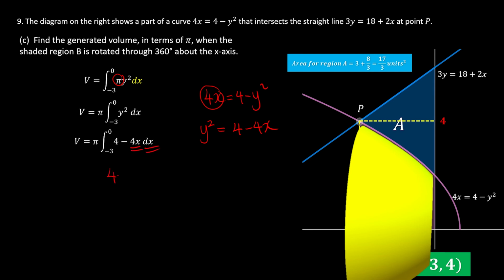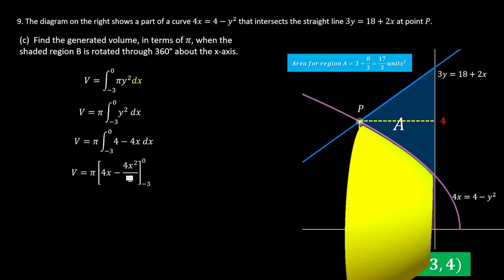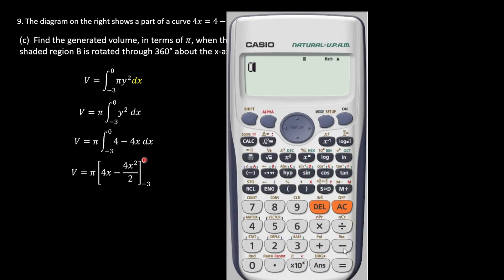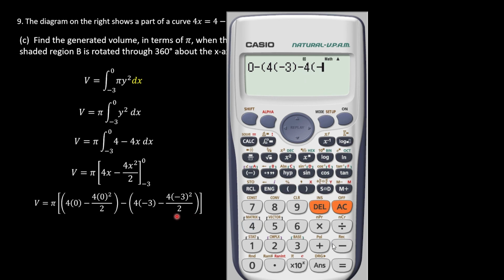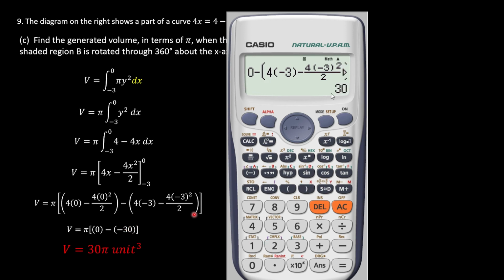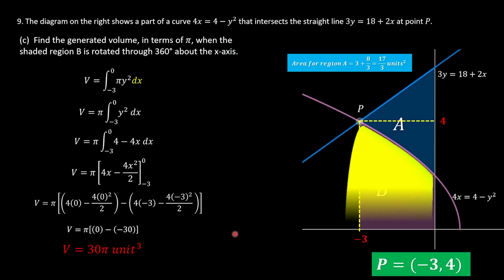So 4x minus 4x squared over 2, the limit is going to be from negative 3 to 0. So this is why we have something like this. And now we can just compute by using the upper limit minus the lower limit like this. If you punch into your calculators, then you will have the answer of 0 minus negative 30, which in the end you have 30 pi unit cube, and you are done.